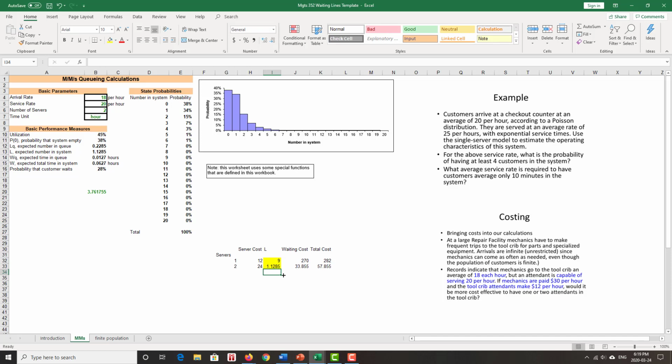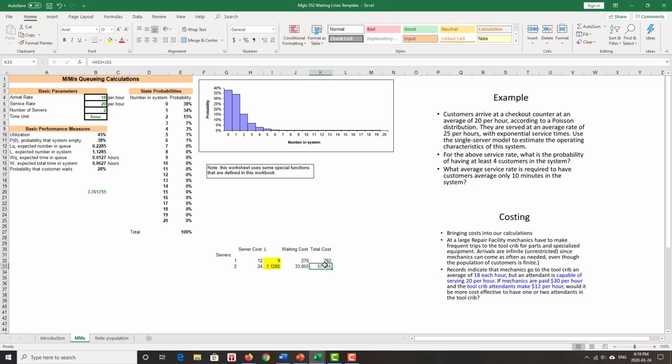Okay. And I see that adding the extra server increases my server cost, decreases my waiting cost quite a bit, and my total cost is about $57.86, far less than the $282 I was paying before. Yes, it is indeed more cost effective to have 2 attendants than 1 attendant.